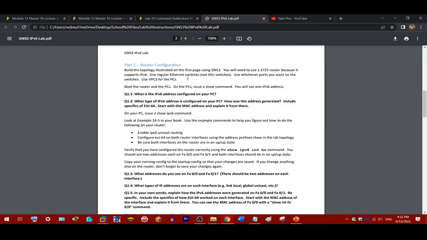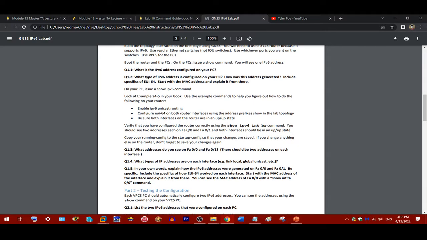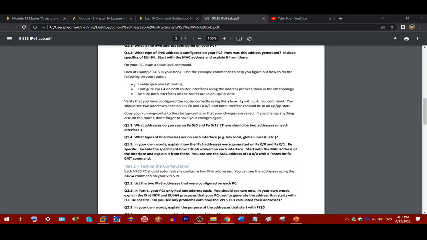The first thing you'll do is build a topology as I just showed you, except you'll be configuring the cables. And then you'll boot everything, and on your PCs you'll just issue a show command. You can actually see your IPv6 address with the show command in your PC. It'll actually come with one by default, and you'll need to explain what it is and how it's generated. Again, my PowerPoint explains how this process works. Also, the textbook does too. So you can use those resources to answer this question.